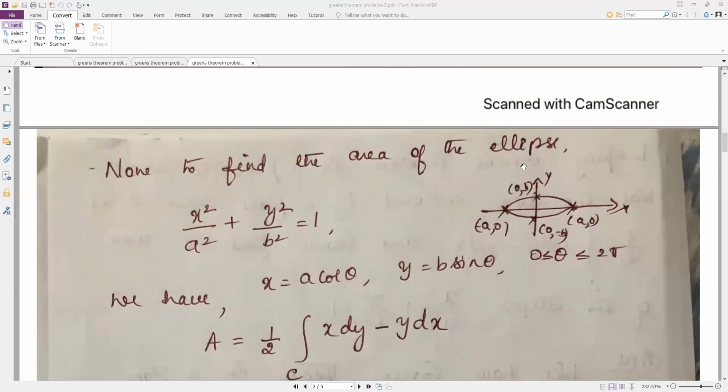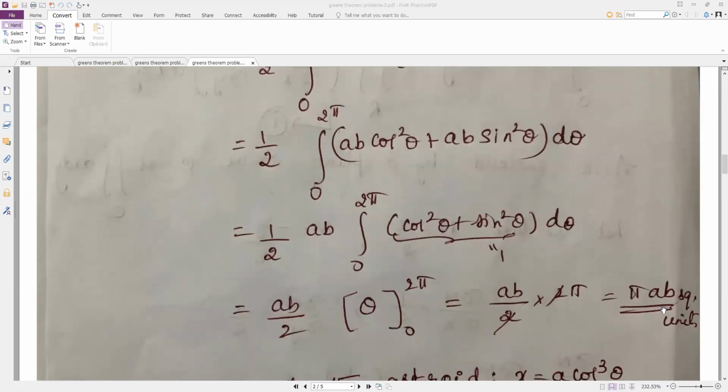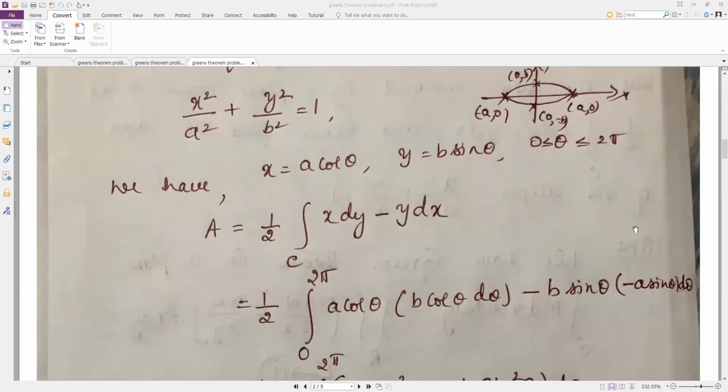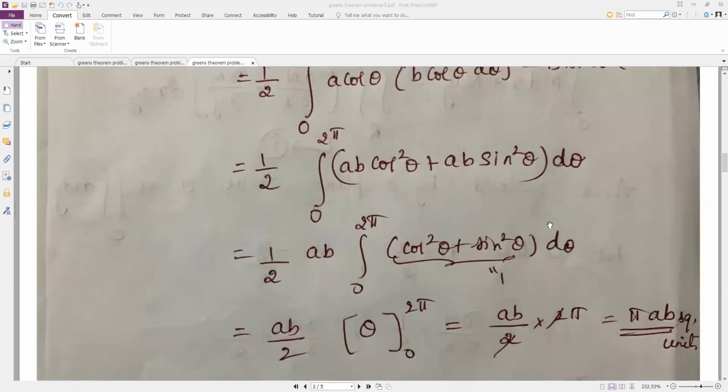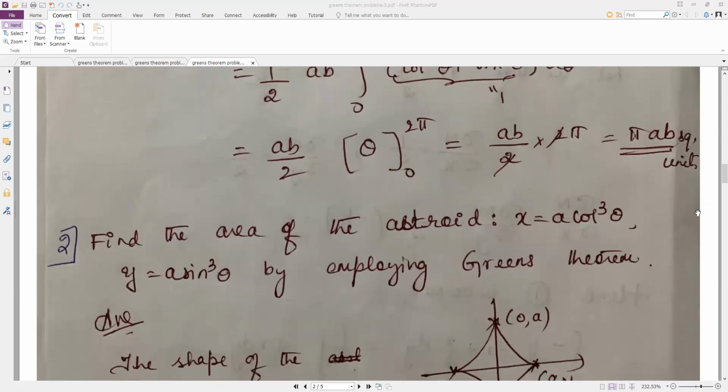What is the area of the ellipse in general? Pi ab. The same thing we got using Green's theorem. So what is the area of the ellipse? Pi ab.